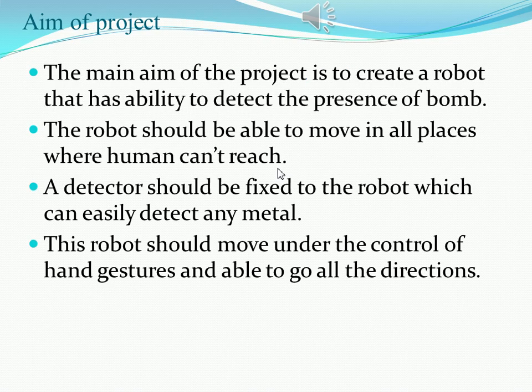Aim of the project. This is an interesting project. For this project, we need to detect the bomb. So we need a sensor. We need a detector which has the ability to detect. So here we use some induction in the metal detector, and this robot should be able to move in all the places, and it should be flexible to move in all the different directions. And this robot should move under the control of hand gestures and be able to move in all the directions. So this can be possible by using some sensor.